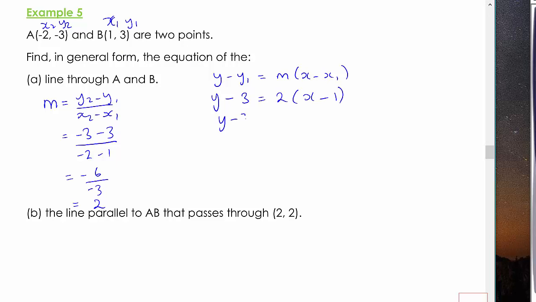So y minus 3 equals 2x minus 2, giving us y, we want it in general form, sorry. So first of all, bring the y over here, and we've got -3 is 2x, take away y, take away 2, and then add the 2 to both sides. So 2x, take away y is -1.